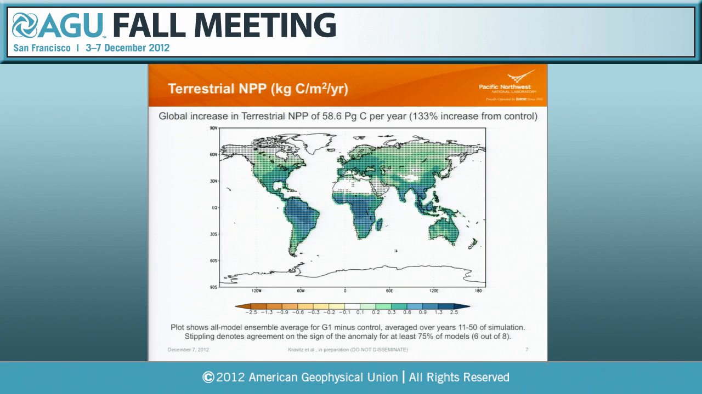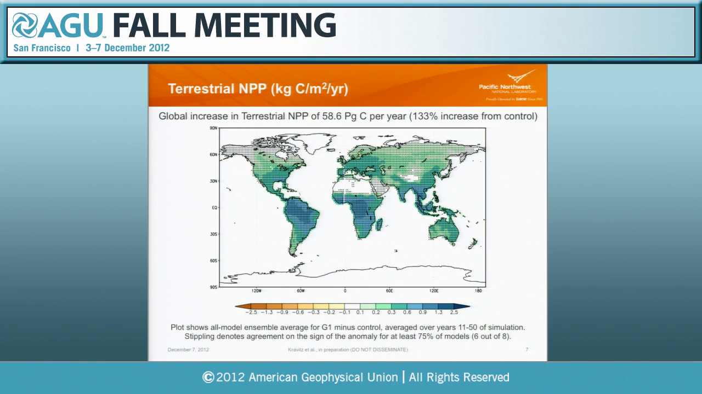And one of the last pictures I want to show you is terrestrial net primary productivity. And this is a great one to look at because it integrates sunlight, temperature changes, CO2, moisture, all of that into one variable which basically says how much do plants like the new atmosphere. And as it turns out, they like it a lot. So there's a global increase in terrestrial NPP of almost 59 petagrams of carbon per year. And that's a 133% increase over the control.